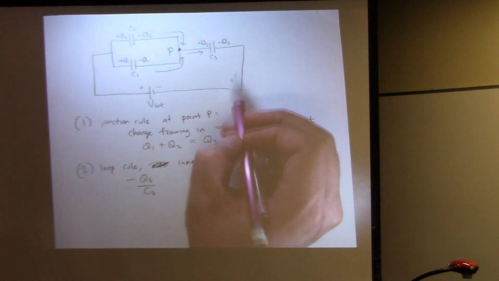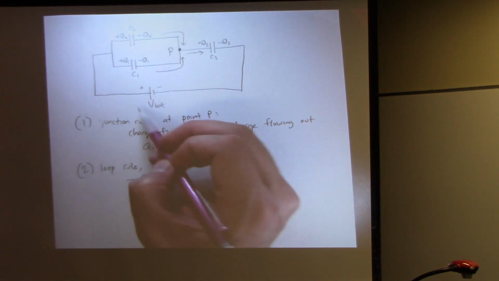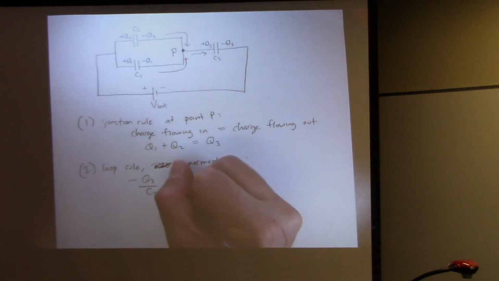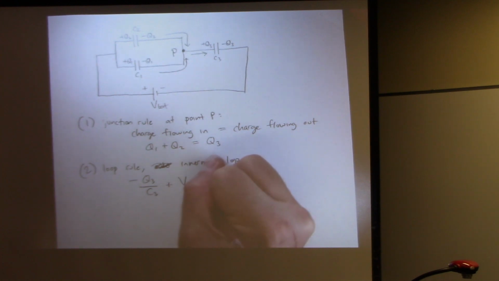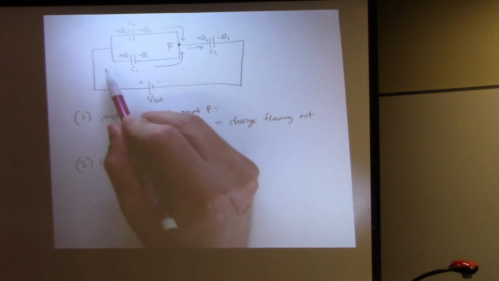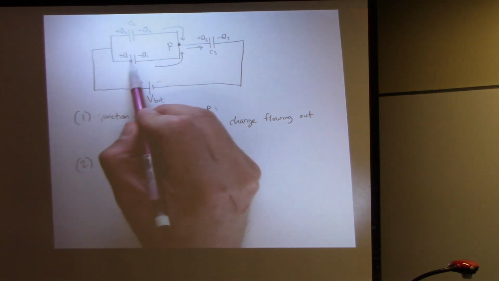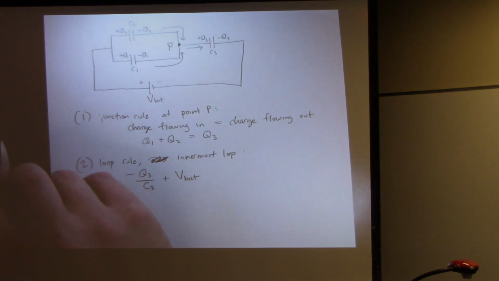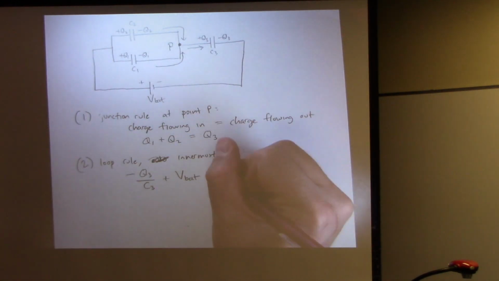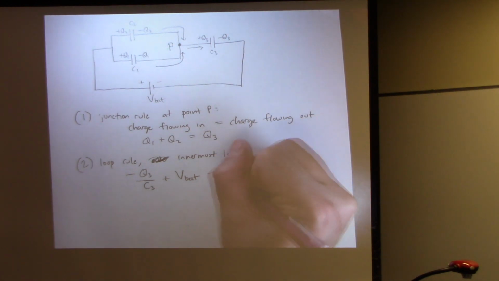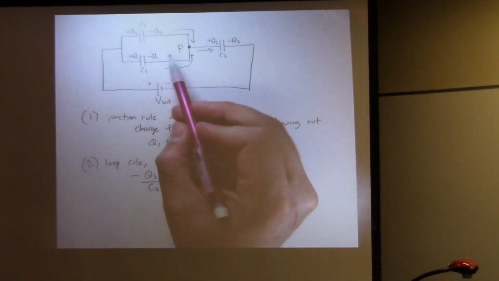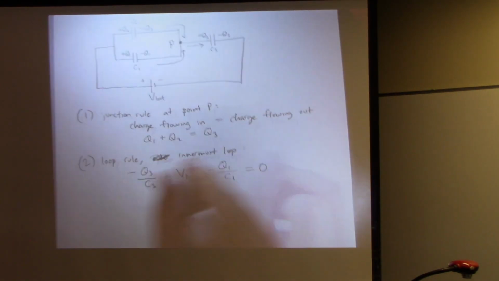The next thing I do, following this loop, is I go across the battery. And in this case, I'm going from the negative to the positive terminal, which is a voltage increase, plus V battery. To complete this loop, I'm going to follow this around, and now I'm going across capacitor number 1. And what's happening here is we're going from the positive to the negative plate, which is a negative voltage, minus Q1 over C1. And then we make it back to point P, so that's the complete loop.